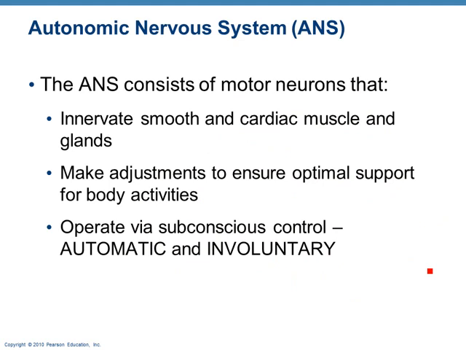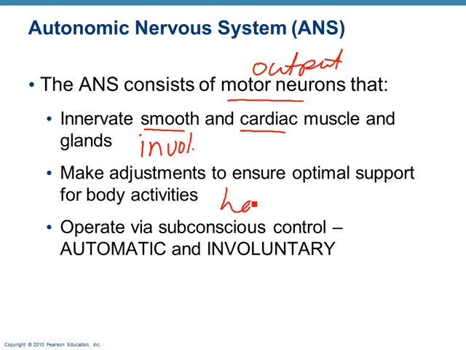All right, so your autonomic nervous system, these are the motor neurons, okay, output, that innervate smooth and cardiac muscle. Okay, because remember, smooth and cardiac muscle are what? Involuntary. Right. So these make small adjustments all the time to help ensure that we are maintaining homeostasis. Optimal homeostasis. Again, subconscious, automatic, involuntary.